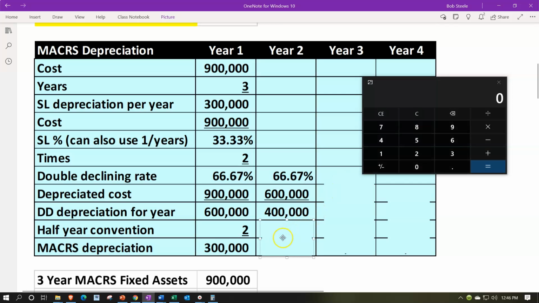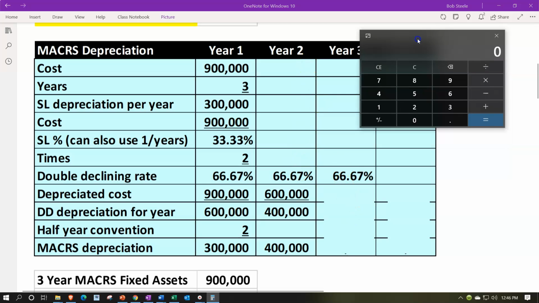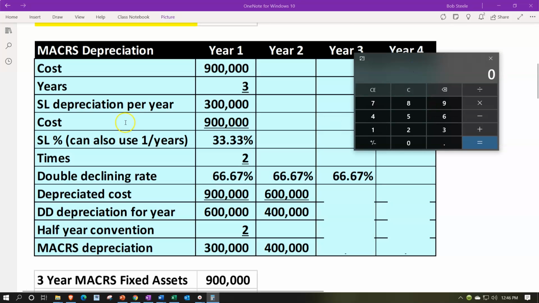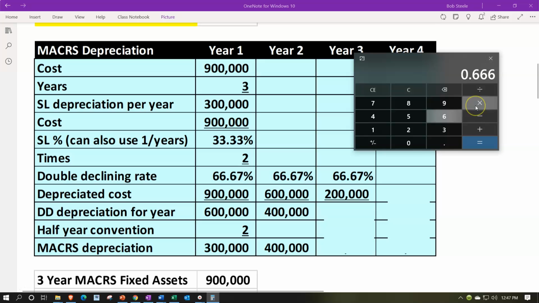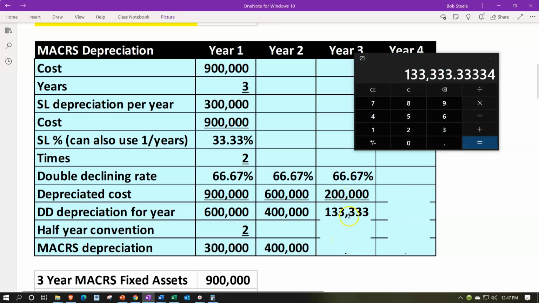Okay, so then if we take that, we have no 2 here to multiply because this is a full year. And then on year 3, we would take that 66.666 on forever. We were at before, cost minus accumulated depreciation, 600,000 minus the 400,000 we took in year 2. That's going to give us 200,000 left times 0.6666667. That's going to give us about the 133,333. So we have no half-year convention here.